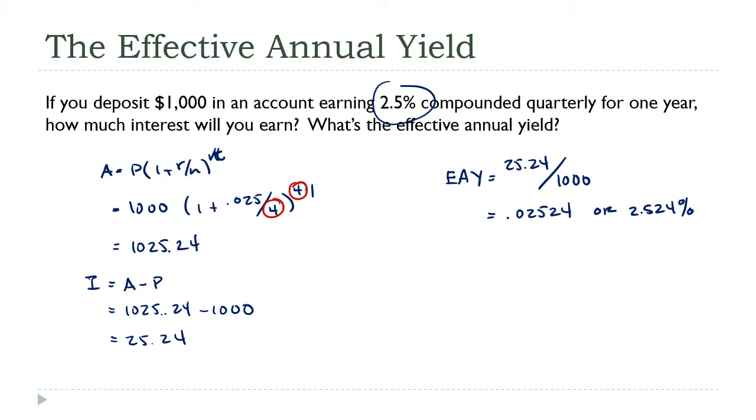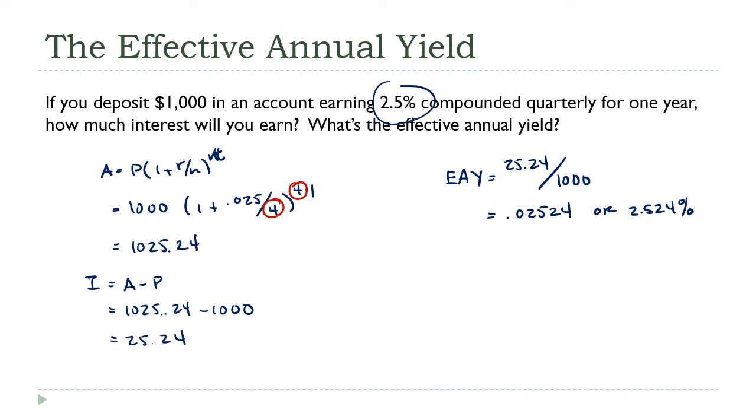If we had done this monthly, for example, if I put 12 in there, I would have gotten a different interest amount, which means I would have gotten a different effective annual yield. All right, so the key thing to keep in mind here, the fundamental difference, is that annual percentage rate is a constant, where effective annual yield depends on how often the interest is being compounded.